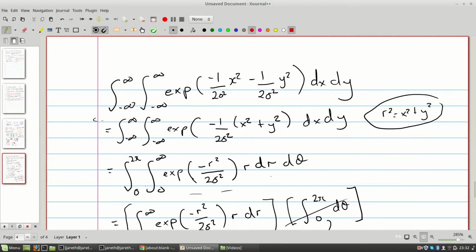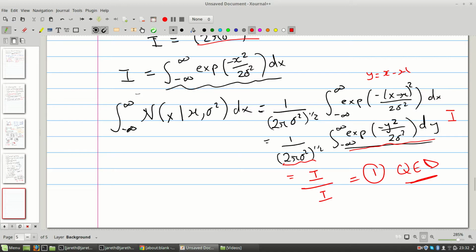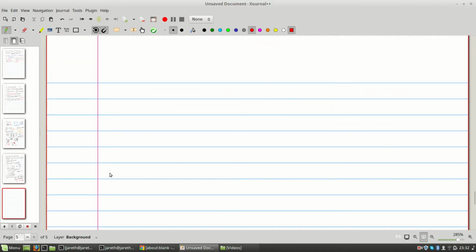So now let's move on to another page, because now that we've proven this, we need to move on to some other properties that we expect from the Gaussian distribution. So first of all, let's talk about the expectation. We're talking about this mu and we're calling it the mean and everything, right? So we look at the expectation of the Gaussian.